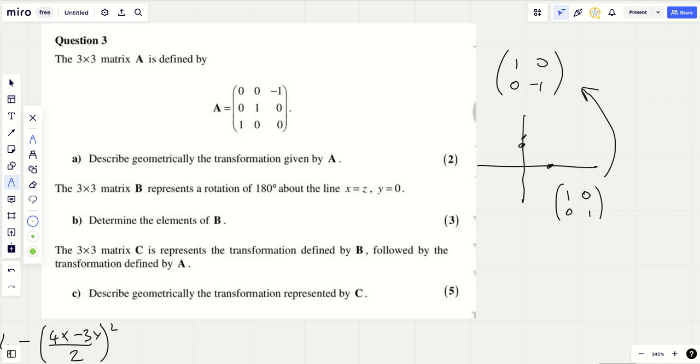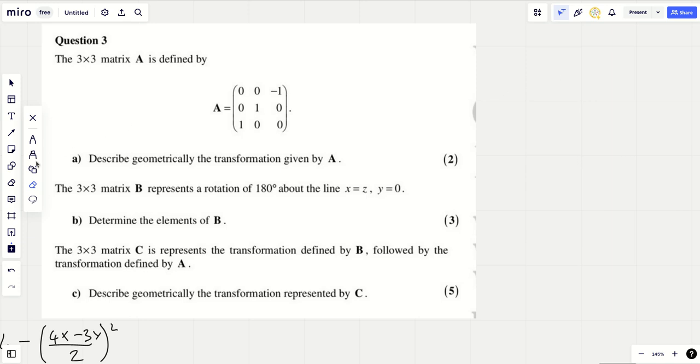Well, this one stays the same, and this one's going down here to become negative, so that would represent a reflection in the x-axis, yeah? That technique is all this question requires, but just in 3 dimensions. So let's do it. What do we got first? Right, first things first, we've got to describe what this transformation is.